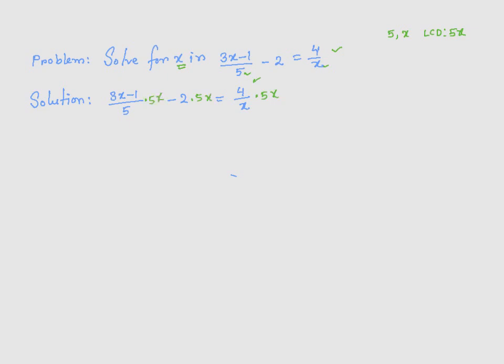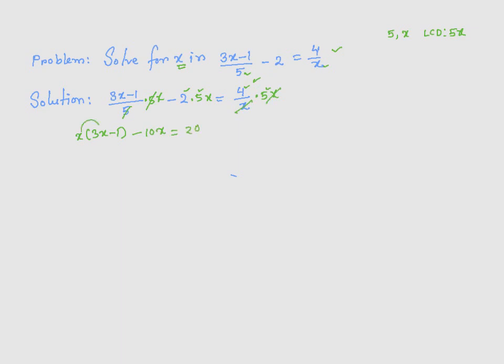Now some cancellations will take place. 5 and 5 are going to cancel out. Then it's going to be x times 3x minus 1. Then minus 2 times 5 is 10. So it's 10x is equal to x and x cancel out. Then 4 times 5 is 20.